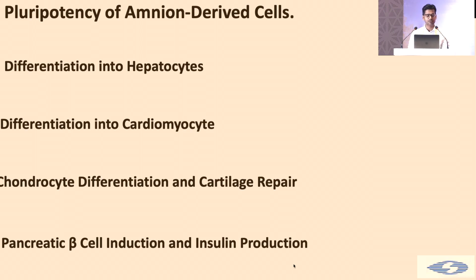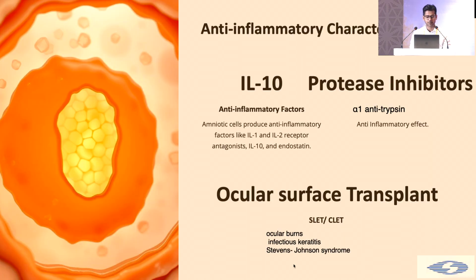They have been seen to differentiate into hepatocytes, cardiomyocytes. They have been helpful in cartilage repair and insulin production. The anti-inflammatory characteristics are because of the production of anti-inflammatory factors like IL-1 and IL-2 receptor antagonist, IL-10 and endostatins. In addition, it also produces alpha-1 antitrypsin, which is a protease inhibitor and has an anti-inflammatory effect.